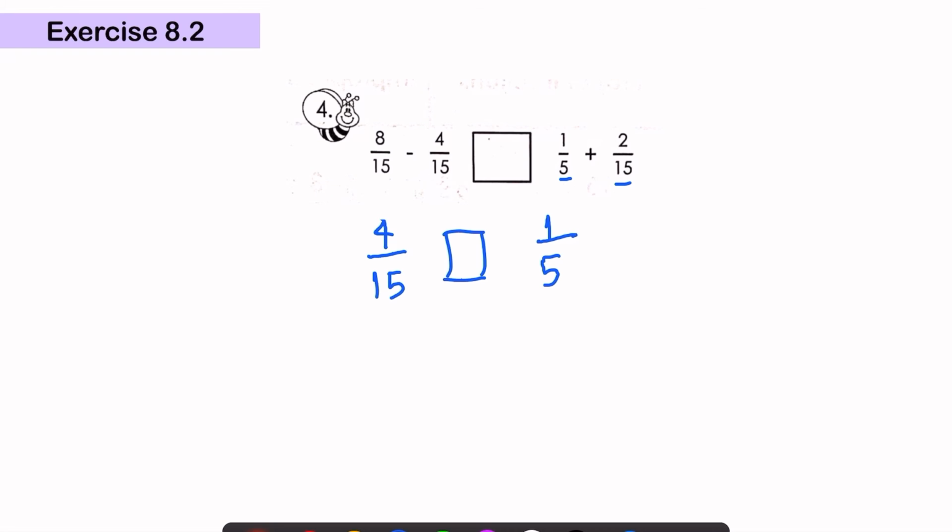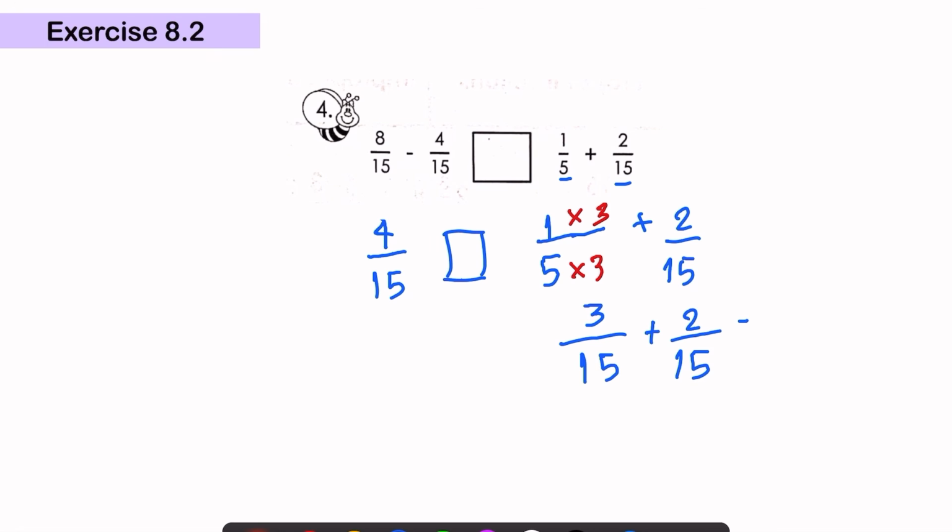Okay, I need to multiply 5 by what number to get 15? By 3, right? I need to multiply 5 by 3 so I can get 15. And then 1 times 3 is 3. 5 times 3 is 15. So now we have the same denominator. So you can find the answer. The answer is 5 over 15. And now you can compare these two fractions.